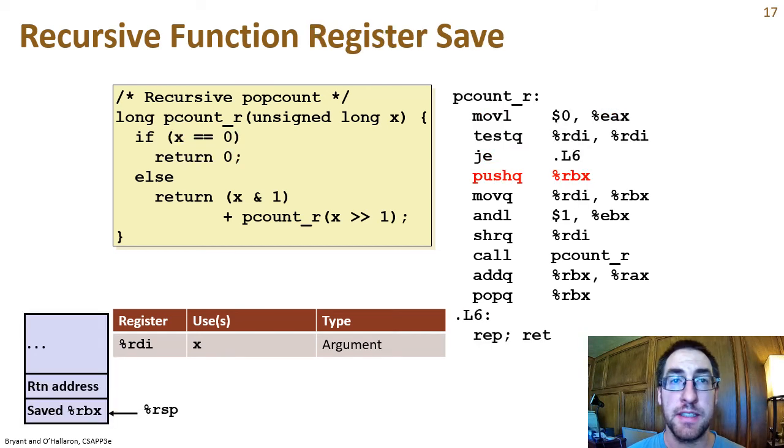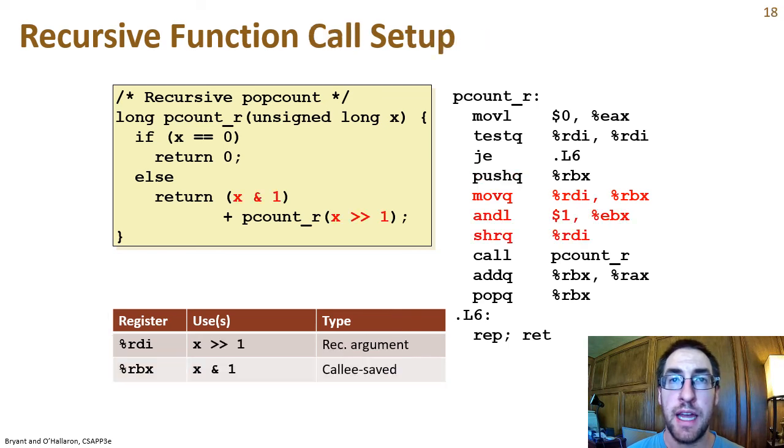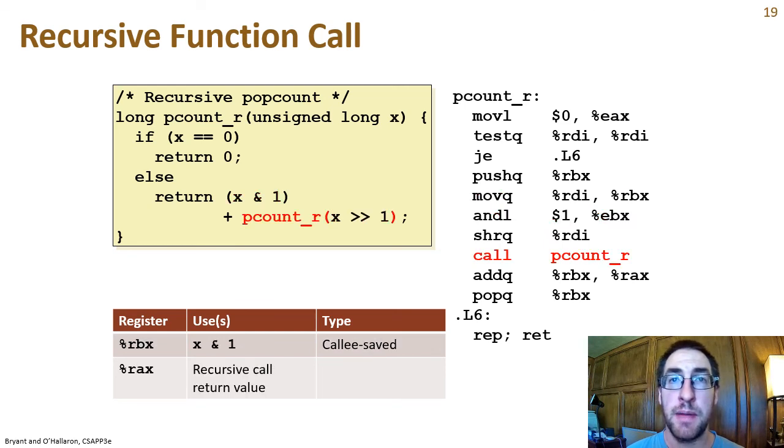Now let's proceed if x is not 0. Since we're going to be using the RBX register, which is callee saved, we first need to save it. So it gets pushed to the stack. Now it sits just below the return address of this call. We can use it to preserve the value of x and 1 past the function call. So now we calculate the value of x and 1 into RBX and shift the input argument right by 1. Now we can make the recursive call, and the value of x and 1 will still be in RBX when it returns.